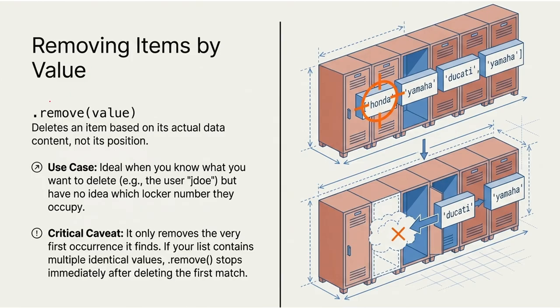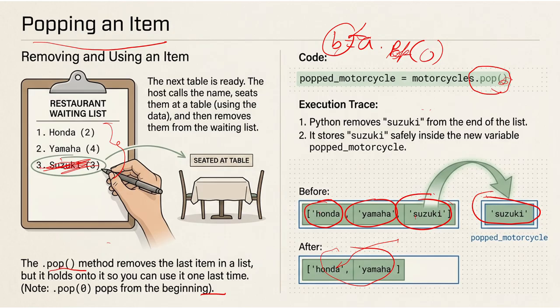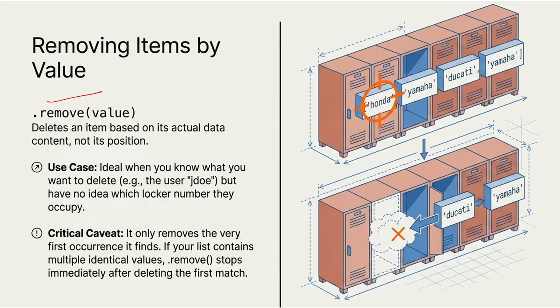Removing items by value. See, in pop you were removing based on the index position, but it will very likely be the case that you might not always know the index of the item you want to remove. You only know its value. At that time you can't use the pop method, you have to use this remove method.